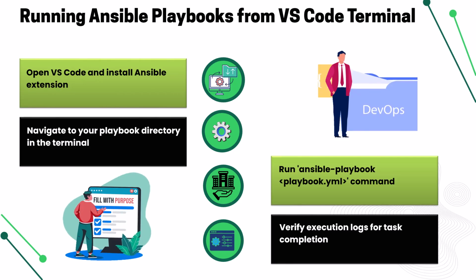Alright folks, let's get that Ansible magic going. First, we open VS Code and ensure the Ansible extension is installed. No extension, no automation, no fun. Then we move to our playbook directory in the terminal, like pros. Running ansible-playbook is our command of choice. Think of it as pressing the start engine button on a smart car. Finally, always check those logs because troubleshooting is basically a professional sport in IT.